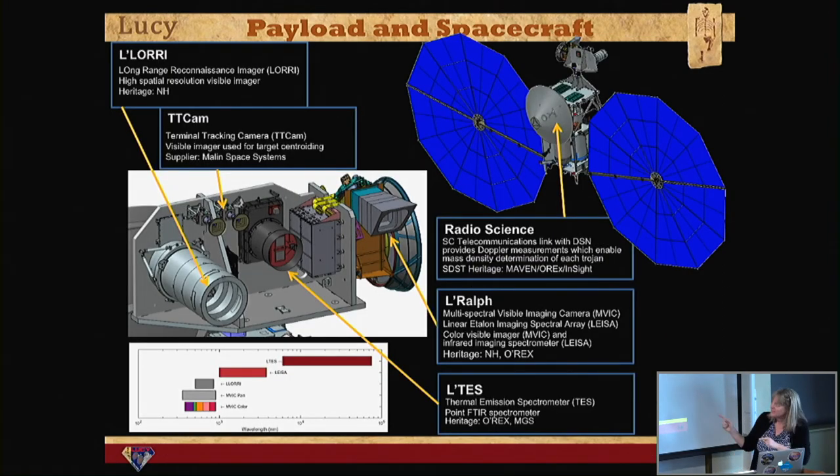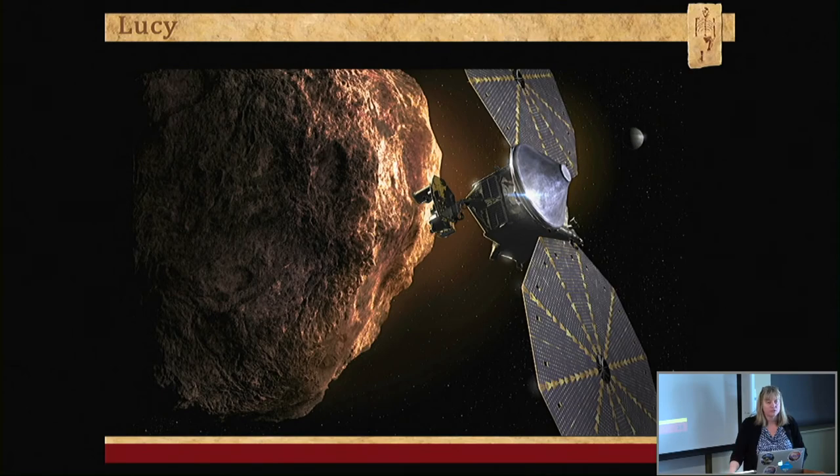So this is our instrument suite. We have three instruments, which are the LORI instrument, RALF, and TESS, and then we have two other systems that we use for scientific investigation: the radio science subsystem that we'll measure the Doppler shift with, and our terminal tracking camera we'll also use for science. And with that, I will open up to questions.